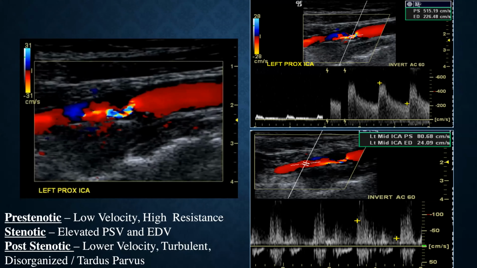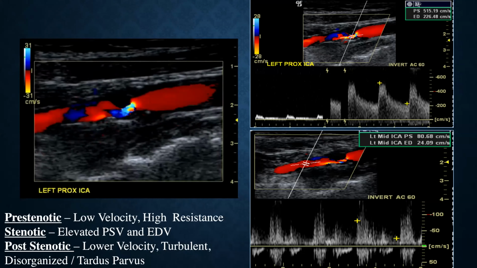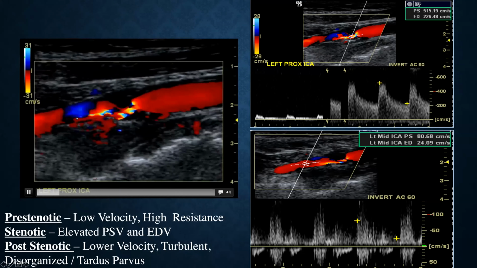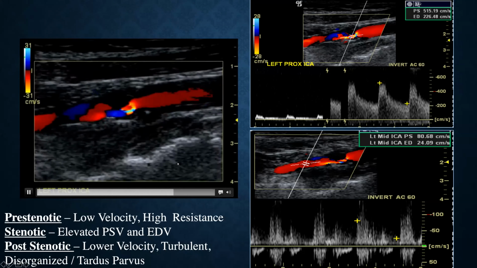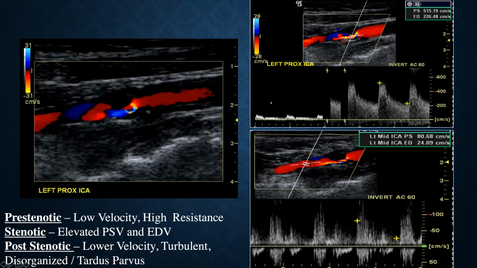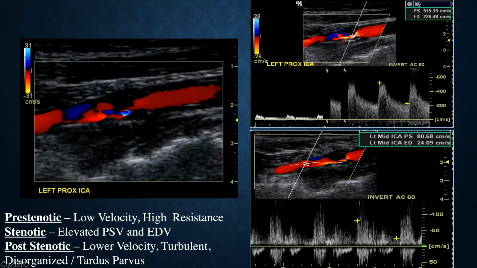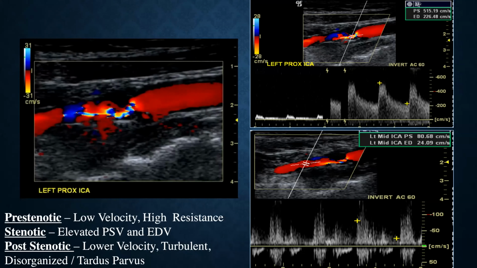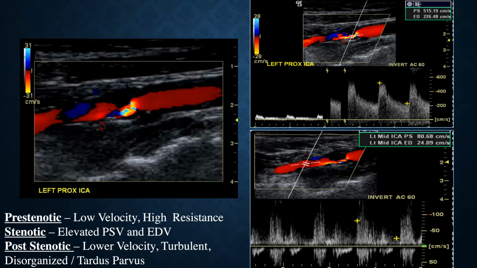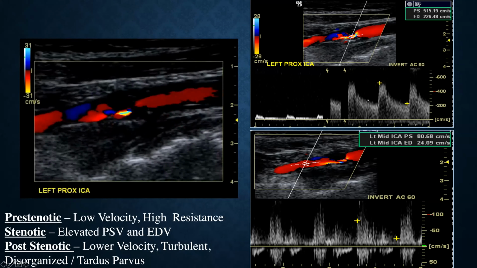So it's important to recognize there's a whole constellation of findings that occur here. As you drag that sample volume through the pre-stenotic segment into the stenosis, into the post-stenotic area, we're going to see significant changes in the waveform pattern. In the pre-stenotic segment, notice here on the top, low velocity, high resistance. All those red blood cells are trying to squeeze through that tiny narrowed segment, like cars on a thruway getting blocked up when there's an accident. And then they'll be able to speed up as they move through the stenosis.